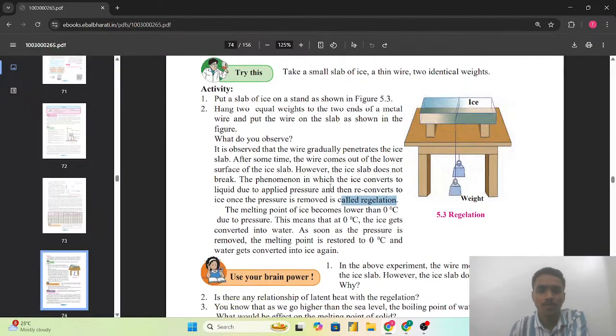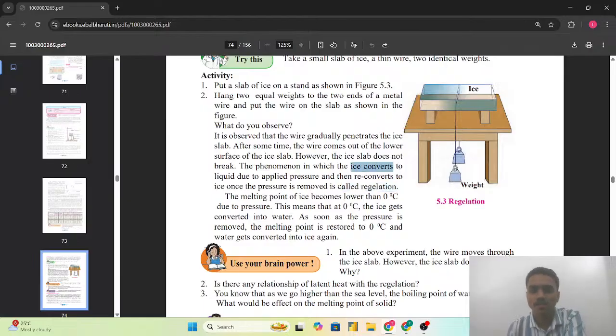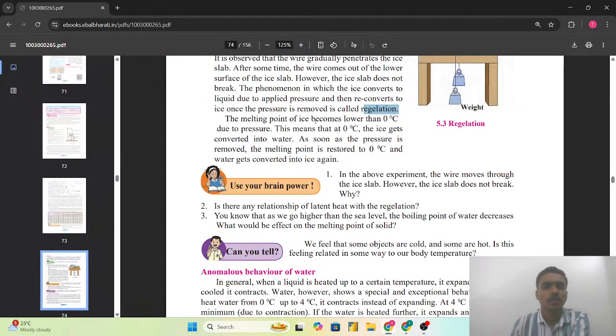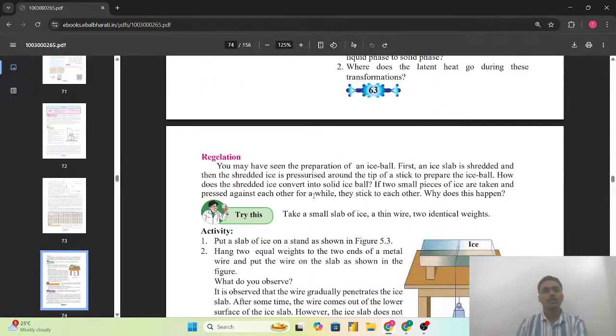So this is the property: the phenomenon in which ice converts to liquid due to the applied pressure and then reconverts to ice once the pressure is removed is called regelation. The melting point of ice becomes lower than 0 degree Celsius due to the pressure. This means that below 0 degree Celsius, ice gets converted into water. As soon as the pressure is removed, the melting point is restored to 0 degree Celsius and water gets converted into ice again. So this is the experiment which demonstrates the regelation principle.